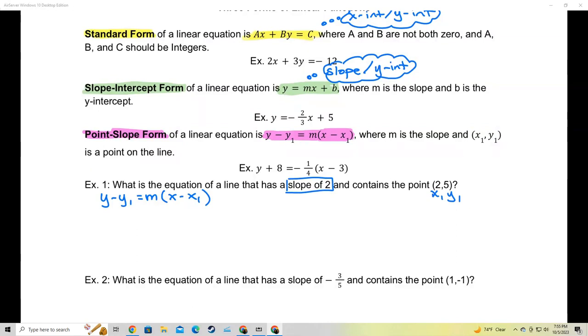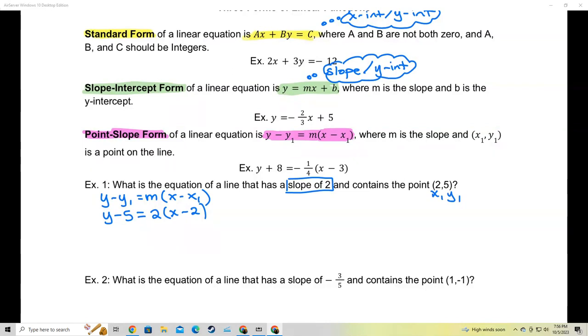Okay, let's go ahead and start plugging this in. As far as a y value, we're going to skip the y value for right now because I definitely have a y1 value. My y1 value is going to be 5. So I'm going to write this as y minus 5 equals. As far as my m, that's my slope. I know my slope is 2 times parentheses. As far as this x, we're going to skip this x because I definitely have this x1 right here. So I'm going to write this as x minus my x1, which is 2. Okay, I have y minus 5 is equal to 2 times x minus 2.